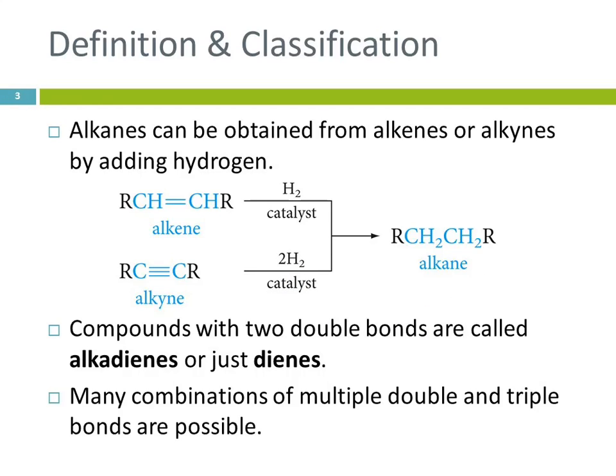You can have compounds with more than one double bond. So if it has two double bonds, it's an alkadiene, or often we just call it diene. So ene is the suffix that means double bond. Di is a prefix that means two. So diene means two double bonds. There's lots of combinations of multiple double and triple bonds. You can have trienes, you could have tetraenes, 4 double bonds. Usually we only use these sorts of terms for ones that just have a couple of double or triple bonds.